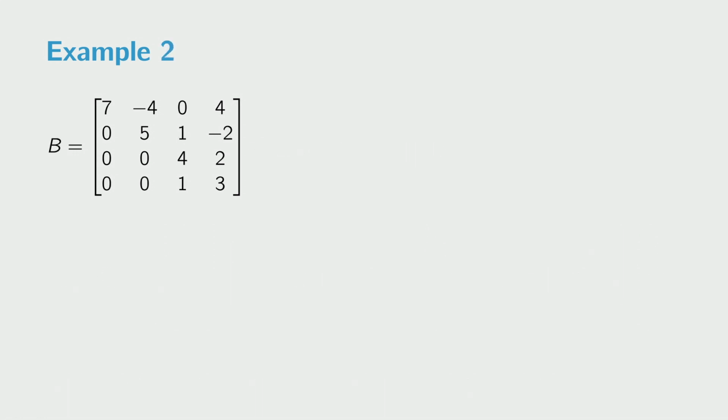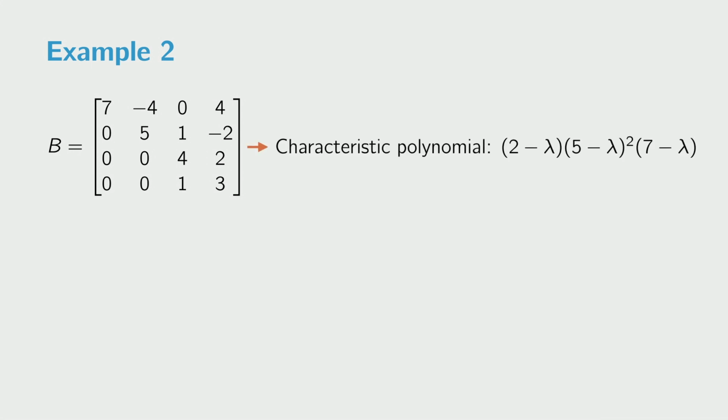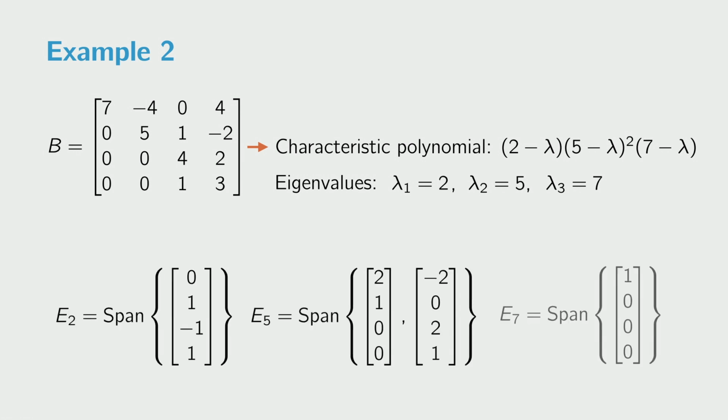It is very similar to the example given before. The characteristic polynomial is in fact the same, and so are the eigenvalues. Let's look at the eigenspaces. E2 and E7 are again one-dimensional, but the eigenspace E5 is two-dimensional, so the geometric multiplicities add up to 4. This means that the matrix should be diagonalizable.